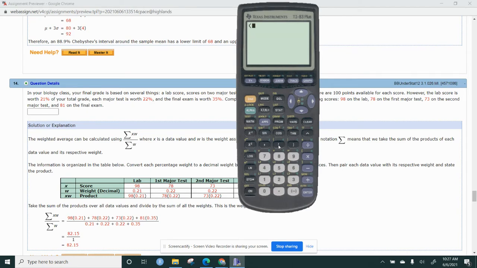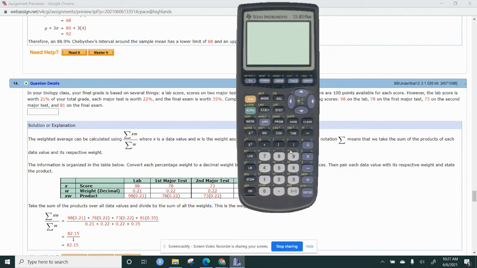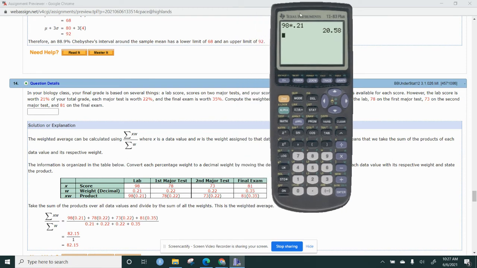So I'm going to do, let's do this. Oops, clear it. Okay, I'm going to do 98 times 0.21, which is my lab grade. So for my final grade, 20.58 points is from the lab. Okay, I'm going to write that down and keep it for later. And I'm doing this in parts so I don't make any typos or anything.